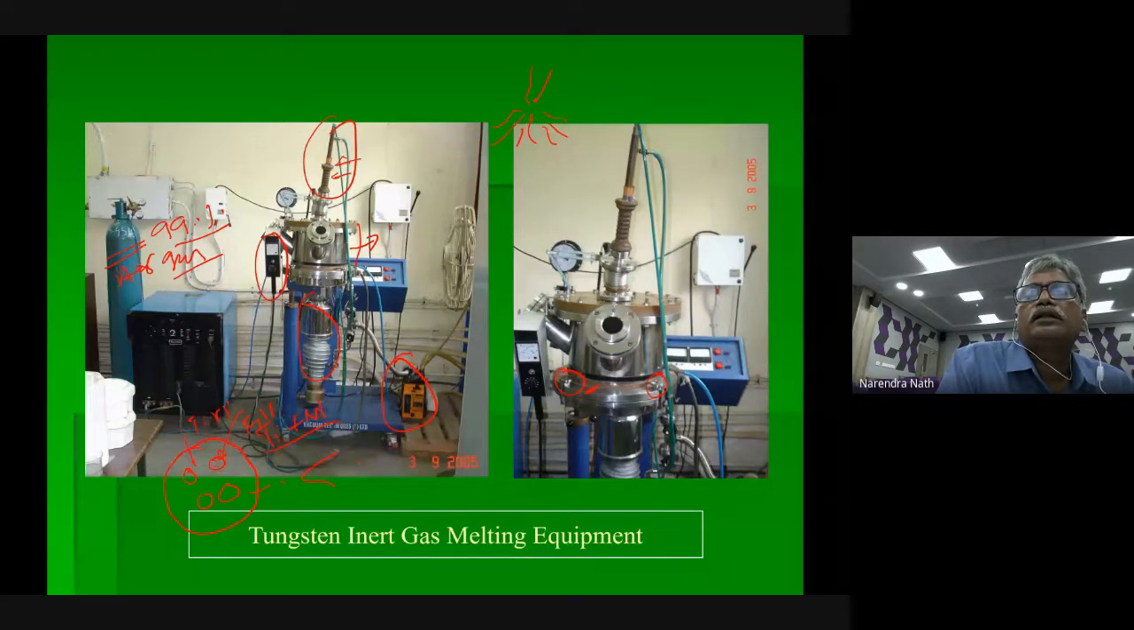So the arc is establishing. This is the material, the arc is establishing. Once the arc is established, if you bring it closer, sticking will take place, and then you cannot melt. Then you have to open this. Sometimes this is a titanium rod.